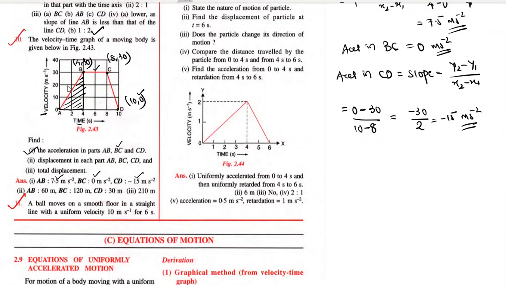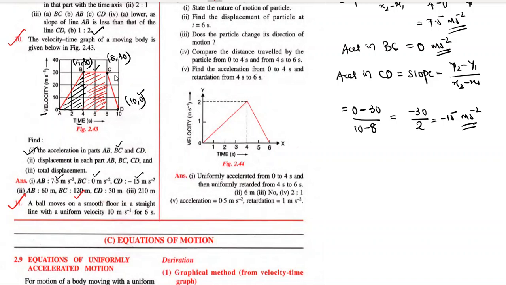Okay, so that is the area under BC. Let's find out. So the area under BC is this area, the one shaded with red ink. What is this area? The height is 30 and the breadth is, sorry, 4. So 30 multiplied by 4 is 120. So the area under the portion BC of the graph is 120. That is, the displacement from B to C is 120 meters, which is correct.